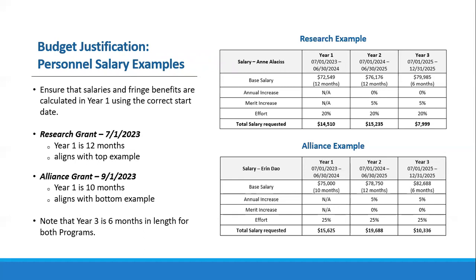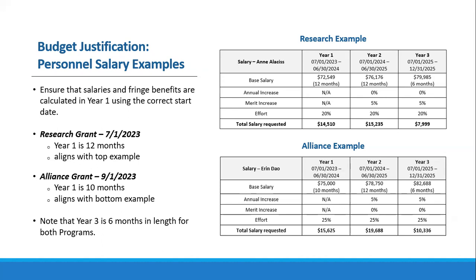There's things like annual increases that are included by some institutions. Other institutions use merit increases. Some use both. Often there will be varied level of effort by year depending on the position. So there's a number of different things here that get multiplied together to find the total salary requested.